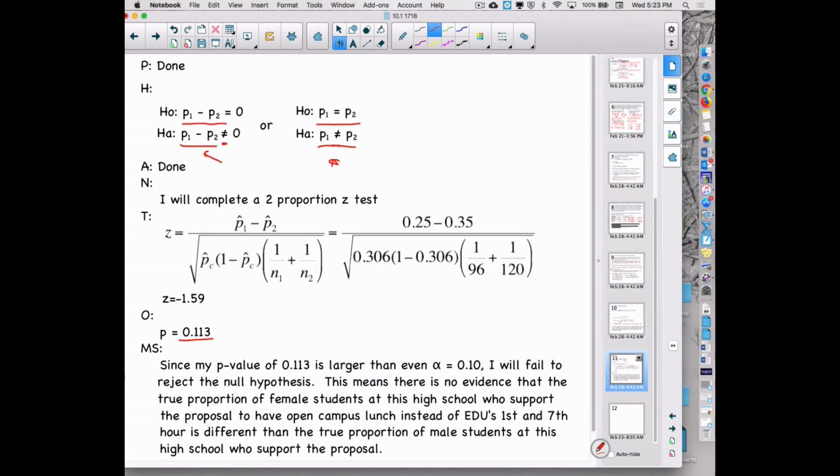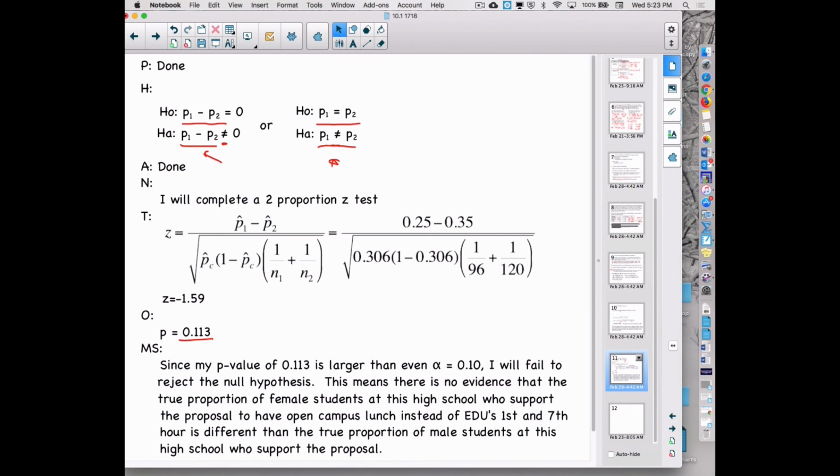You don't have to do that. You can just pick one and just say it's larger than alpha equals 0.05. I've already talked to a few of you and just say, if you want to always use 0.05, that's fine. But in this case, my p-value is larger than alpha. That means I'll fail to reject the null hypothesis.